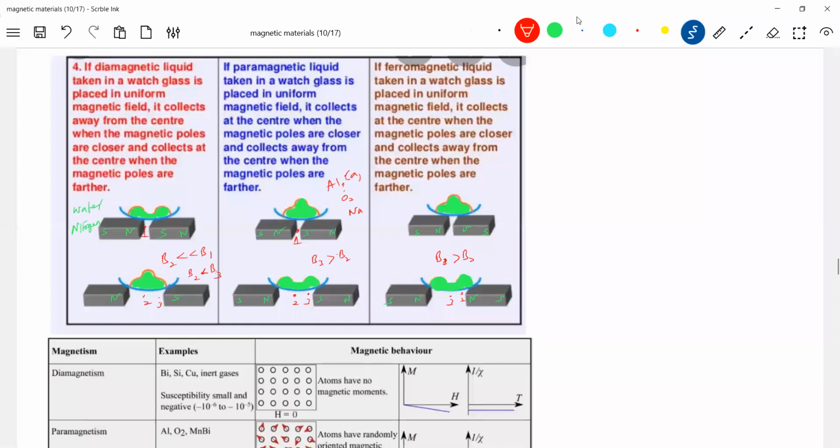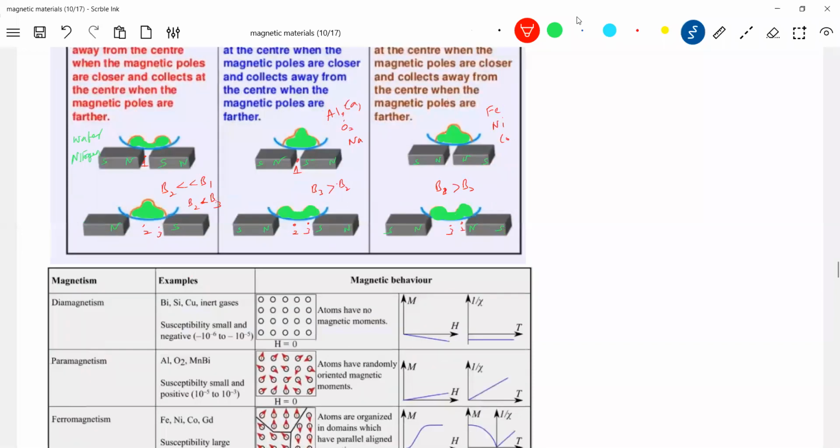Okay, fine. Next is the ferromagnetic substance. I think you know these are iron, nickel, cobalt. These are the very famous ones we are using. The properties of paramagnetic and ferromagnetic are almost the same. You look at all the things. Okay, let's come to this.